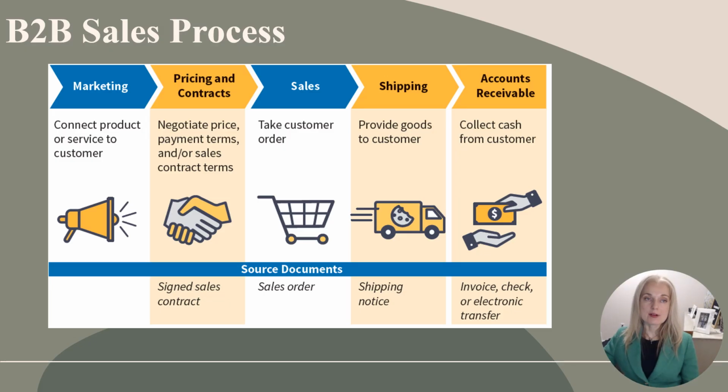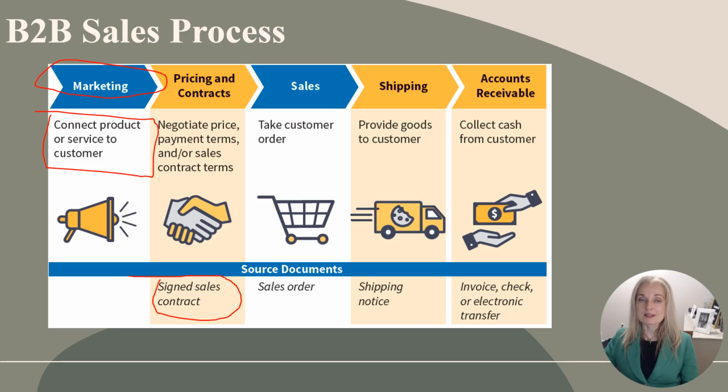Here is an example of a business-to-business sales process. In this case, we're using marketing to connect product or service to the customer. So we're trying to attract customers. Once we attract customers, we will negotiate pricing and contracts, payment terms and contract terms. Remember that most business-to-business sales are long-term, so you really need to be cognizant of the contract and ensure that the contract you negotiate is profitable and advantageous to your company. So the document you're creating here is a signed sales contract.